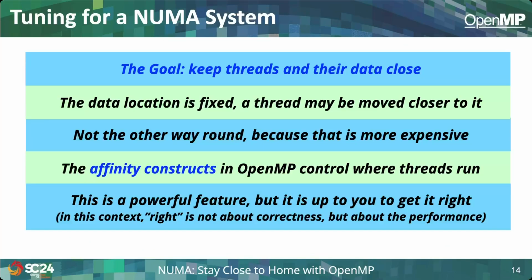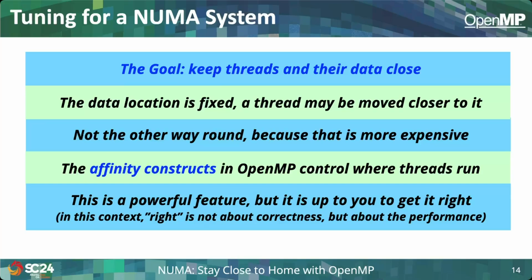Tuning for a NUMA system means that we want to keep threads and their data close. What you really want to do is whatever data the thread is working on, it should be in its local memory as much as possible. The assumption is the data location is fixed, but a thread may be moved closer to it. We're not going to move data because moving data is very expensive. Packing up a thread and rescheduling it on another node is relatively cheap to do. So it's a lot easier and more efficient to move a thread than the data, and that's what is done in OpenMP. That's handled by the runtime system. And you tell it what to do through the affinity constructs that I will talk about next.